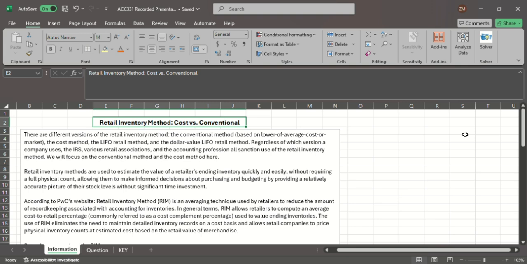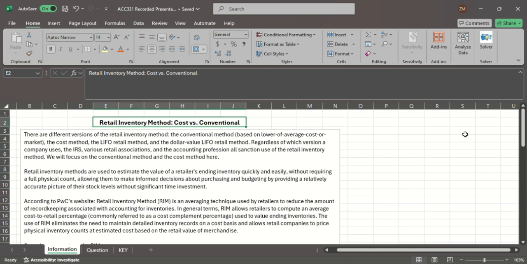Retail inventory methods are used to estimate the value of a retailer's ending inventory quickly and easily, without requiring a full physical count, allowing them to make informed decisions about purchasing and budgeting by providing a relatively accurate picture of their stock levels without significant time investment.